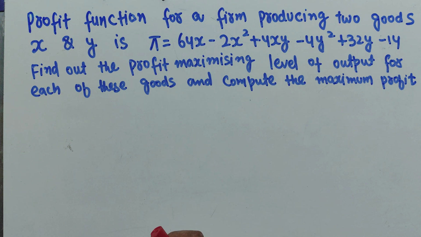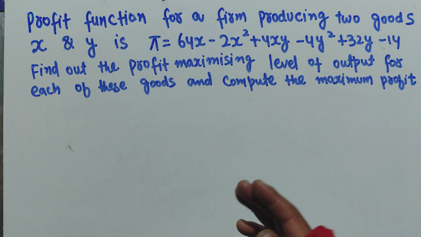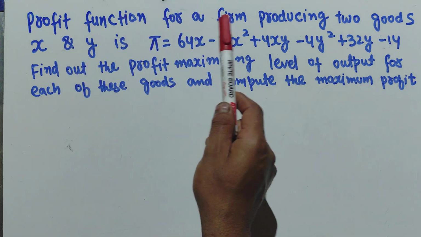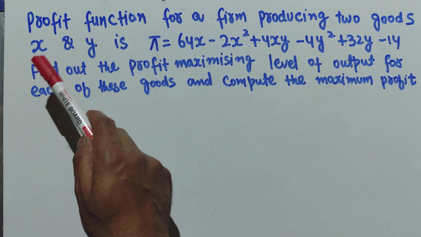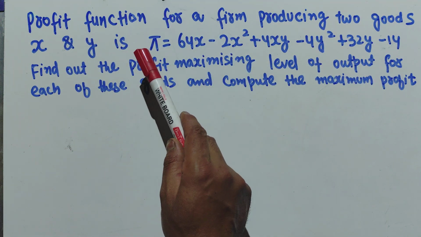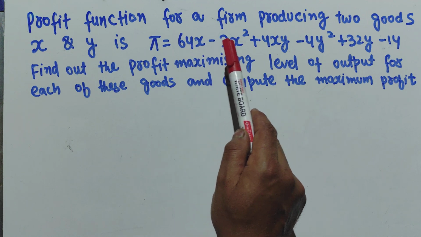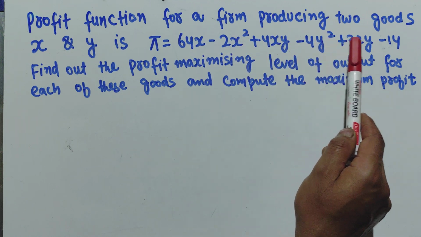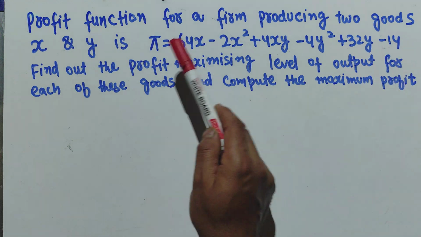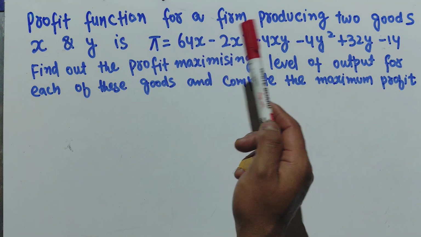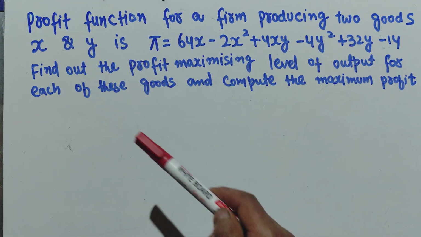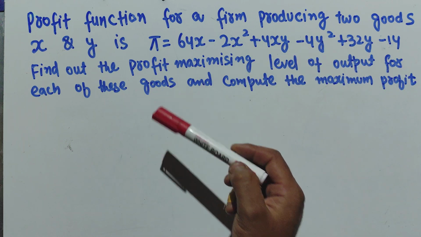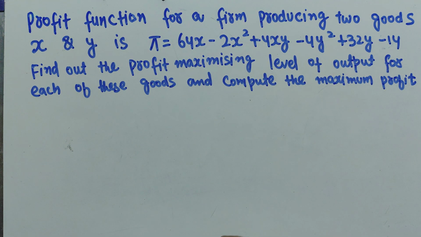Let us solve a question on profit maximization in case of two goods produced by a firm. The question is: the profit function for a firm producing two goods x and y is given as pi = 64x - 2x² + 4xy - 4y² + 32y - 14. Pi denotes the profit, and x and y are the two goods. We have to find the profit maximizing level of output for each of these goods and compute the maximum profit.